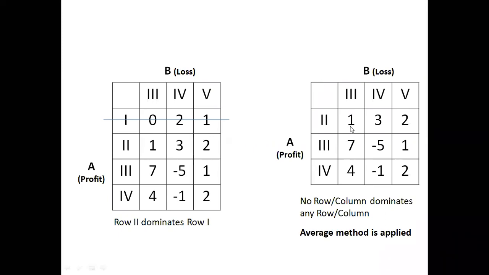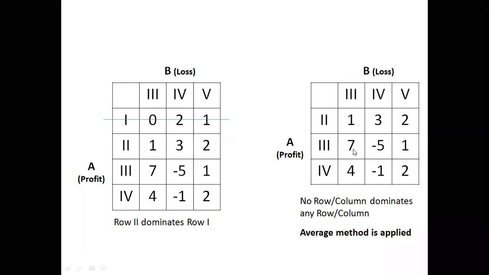Consider now row 2 and row 3. 7 is greater than 1, but minus 5 is less than 3. So this also does not hold. 7 is greater than 4, but minus 5 is less than minus 1. So in this case, no row or column dominates any row or column.